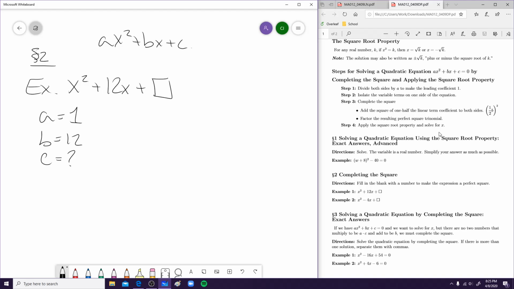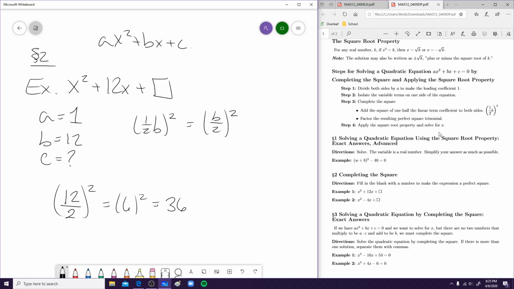We're going to take this b and use 1/2 b quantity squared. This is also the same as saying b over 2 quantity squared. So we're going to take 12, divide it by 2, and then square it. 12 divided by 2 is 6, so this is 6 squared. 6 squared is 36. So the blank is equal to 36.